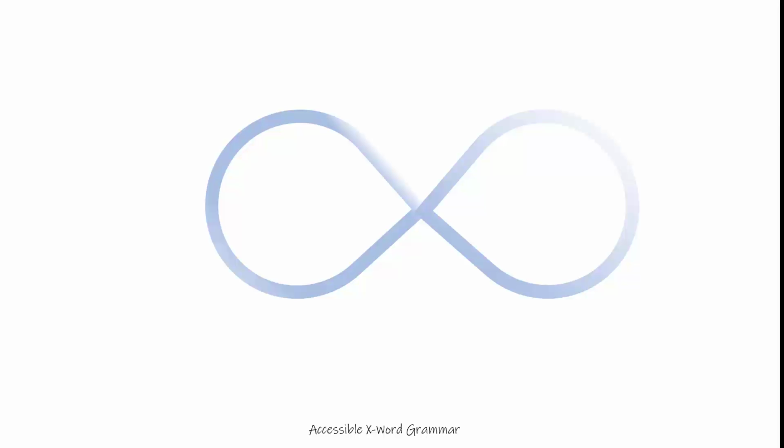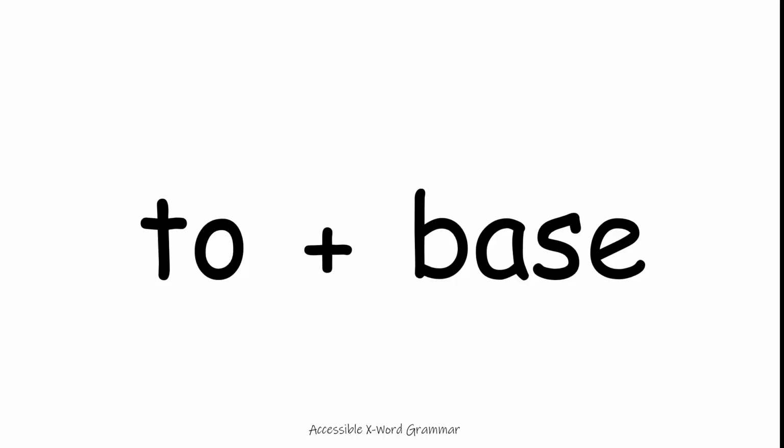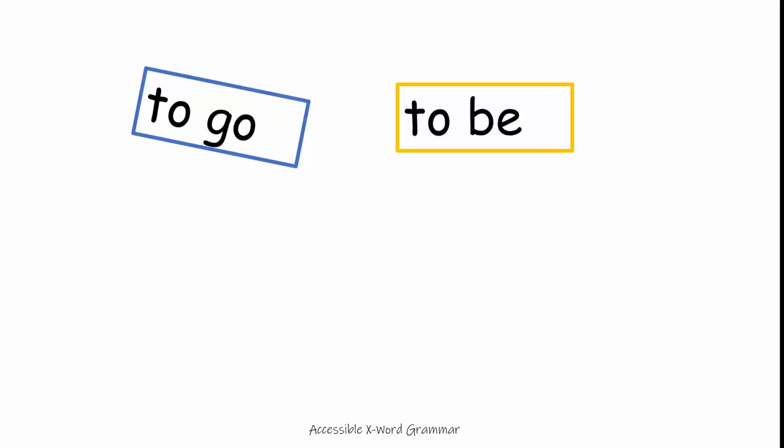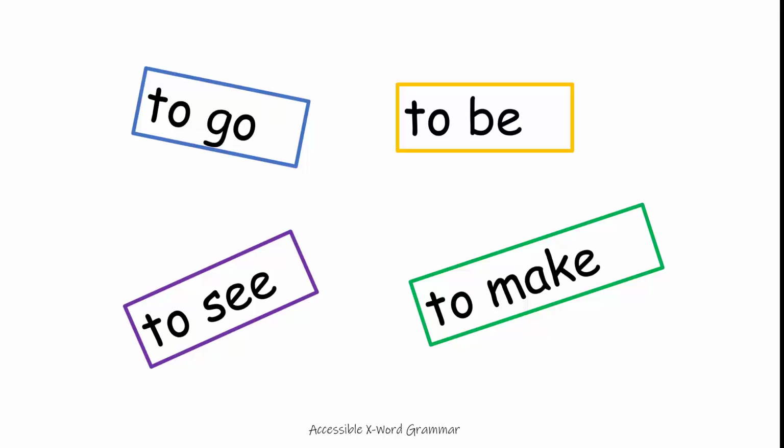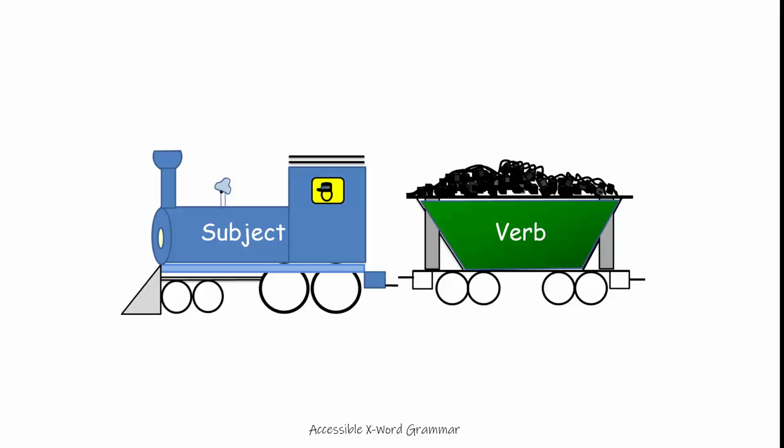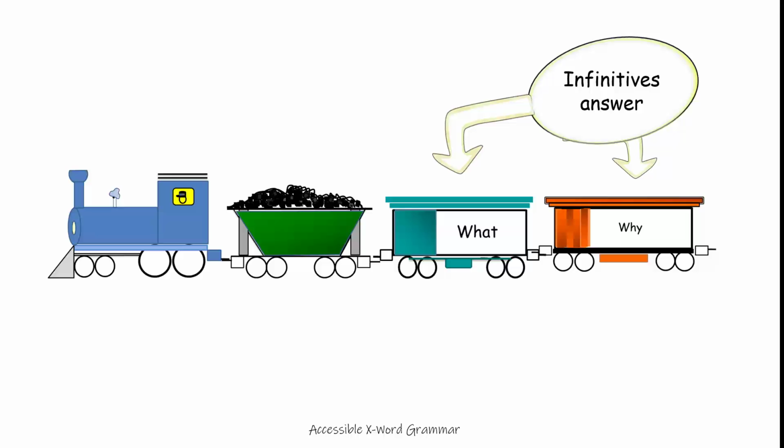Now a little bit about infinitives. In grammar, infinity means something that does not end. It has no time. An infinitive in English is made up of to plus the base. To go, to be, to see, to make, and so forth. We have talked about the engine and coal car, the subject and verb of our train. But in English, an infinitive is not used as a verb. It is usually used as a noun and answers the questions what or why.